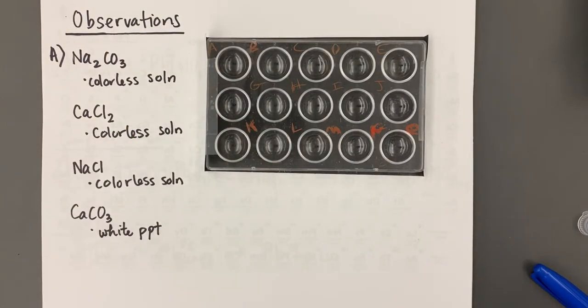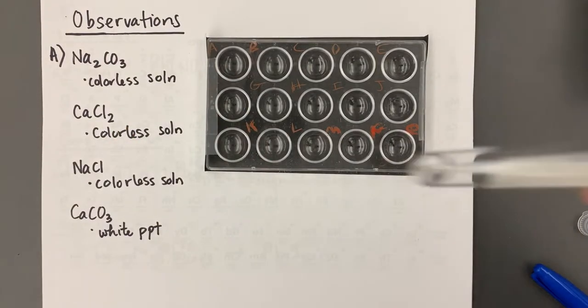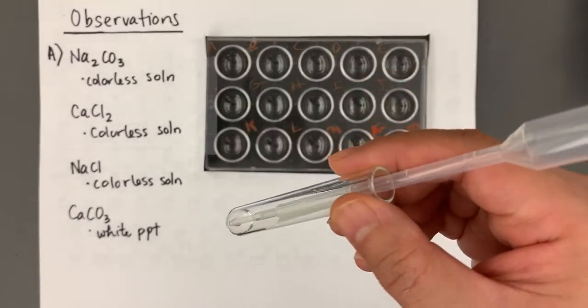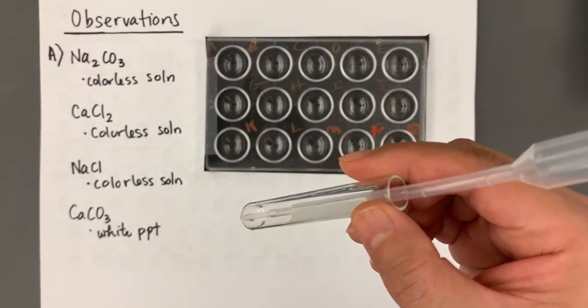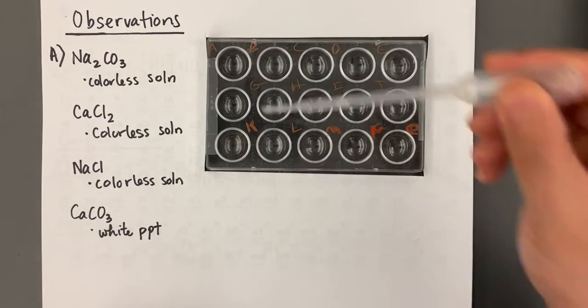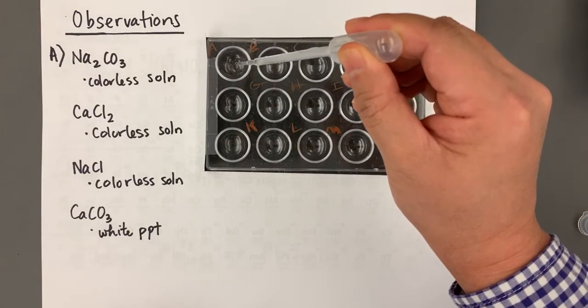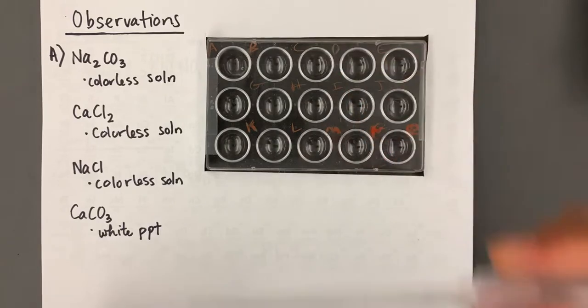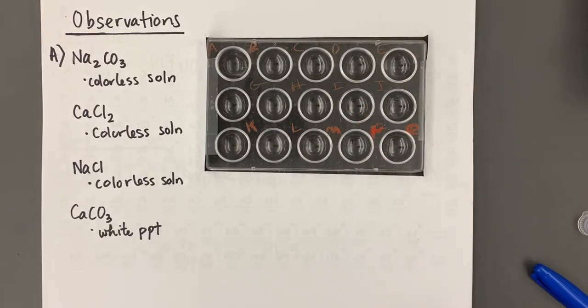My sodium carbonate looks like this. Notice it is a colorless solution. I'm going to go ahead and add that to this well, the front well here, the first well. To that, I'm going to add calcium carbonate.